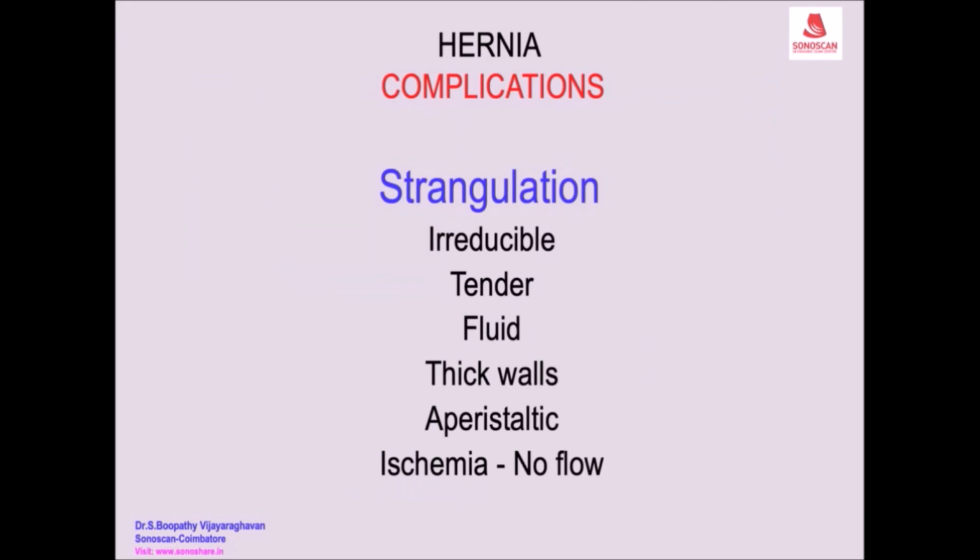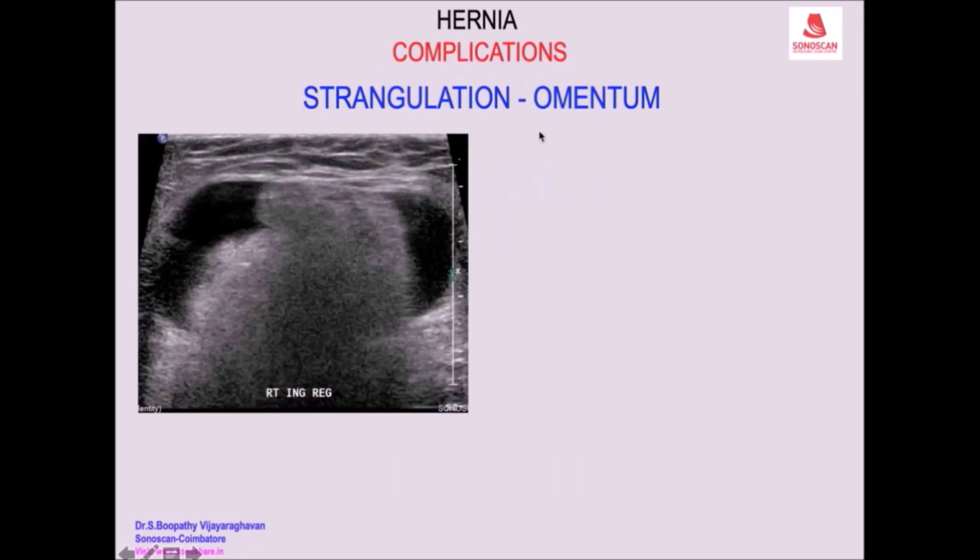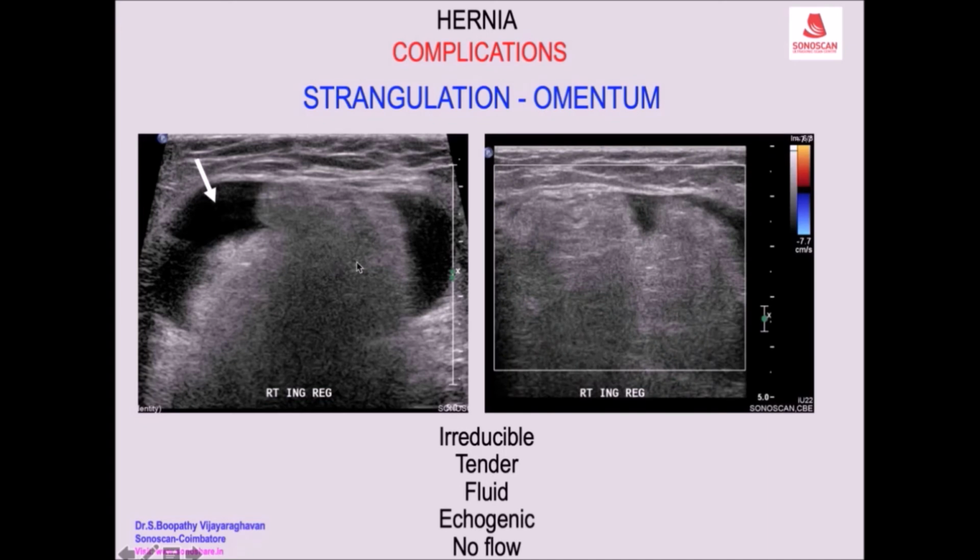Now we come to strangulation. So what are the features? It is irreducible, it will be tender, there will be some fluid in the sac, even if the content is omentum. So it is irreducible and tender, there is fluid in the sac, content is omentum, and when you put on color there is no flow.